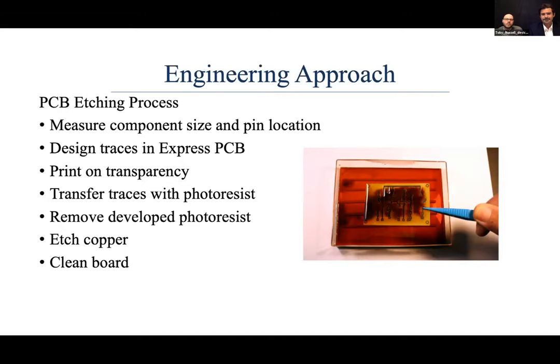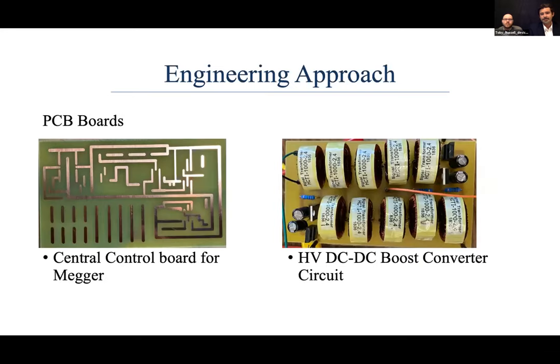After you have the traces on the copper clad board, you can then etch the copper with ferric chloride acid. It takes about 10 to 15 minutes to remove all the copper from the board. Finally, you can clean the board and drill your holes. Here are two of the boards that are in our circuit that we designed.